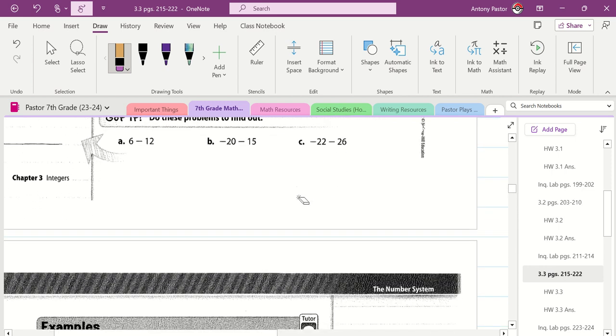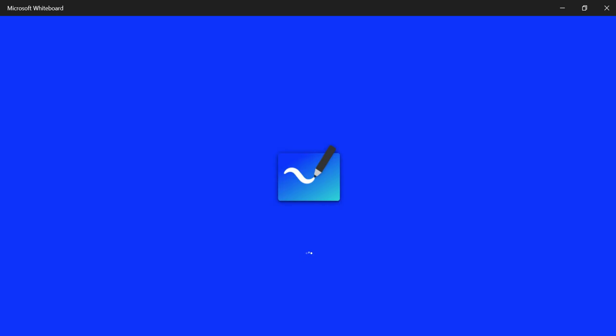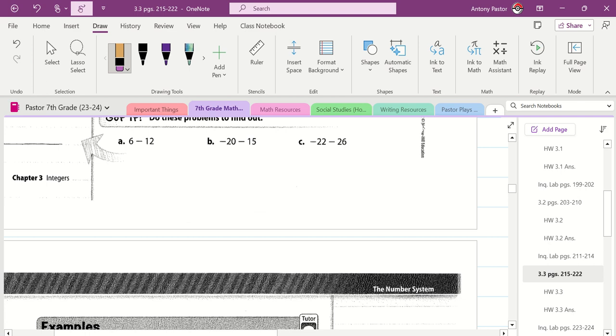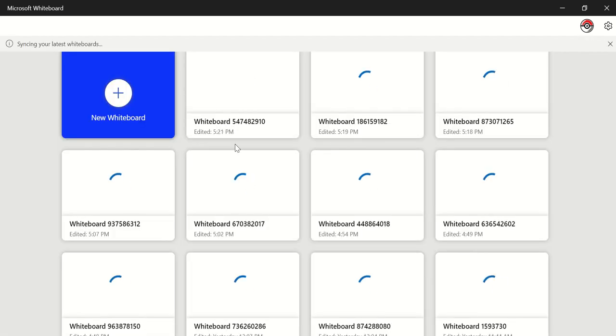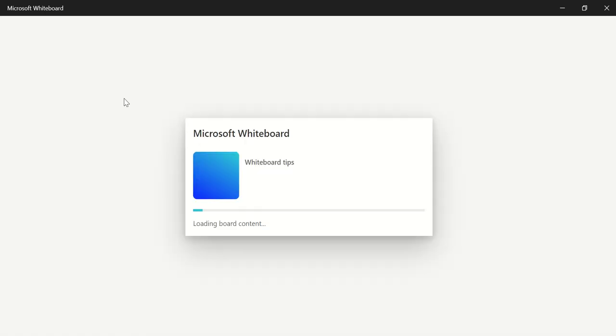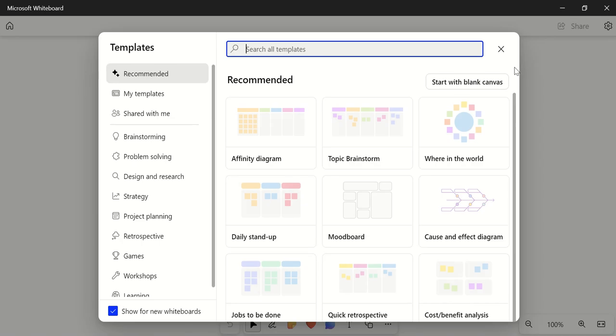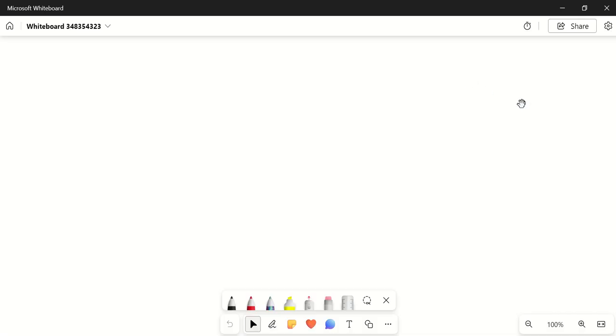Let's do the next one together: 6 minus 12. Let's get our whiteboard up and running. Let's go back to look at the question. 6 minus 12 is the question that we are doing for example A. Typically I have these uploaded beforehand, and unfortunately I was not prepared with this today. But again, 6 minus 12.